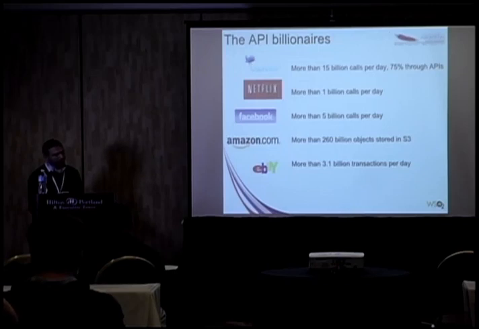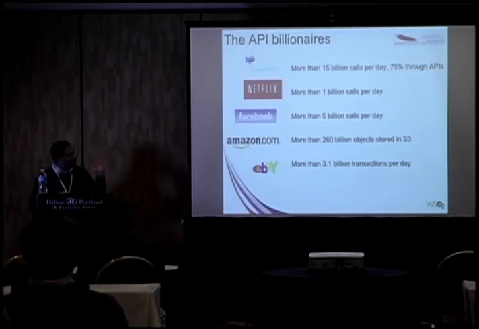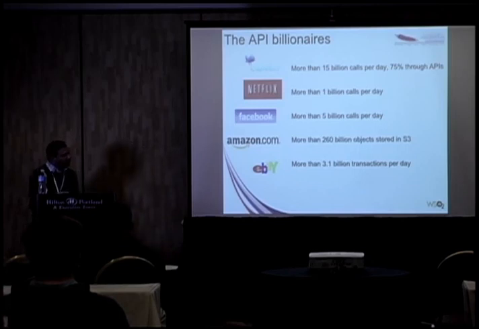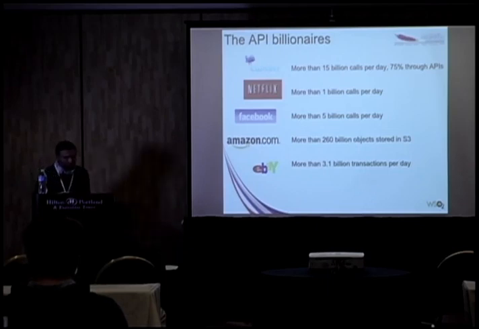Now, if you look at the data volumes and how people use APIs, Twitter is at more than 15 billion, Netflix more than 1 billion, and Facebook, Amazon, and eBay are really high volume too. That's where we need an API management solution that is properly scalable to handle this type of load. And if you expose a public API, you never know the volume, because it's public and a lot of people can come and execute your APIs.